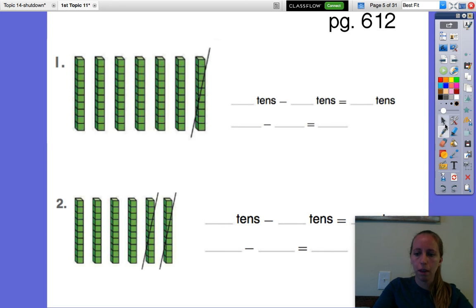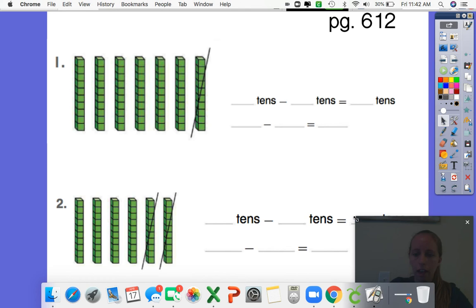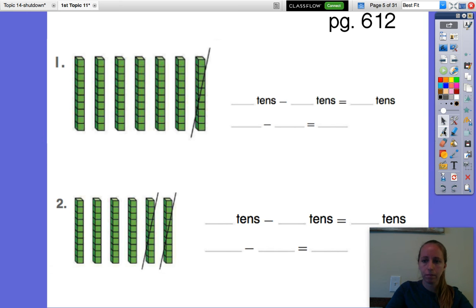All right, let's try a few more together. You can turn to page 612 and solve this with me. Okay, this is the independent practice problems. The first one says blank tens minus blank tens equals blank tens. Let's try to figure this out. Let's look at our picture. How many tens did we start with? 1, 2, 3, 4, 5, 6, 7. I started with 7 tens. What is 7 tens equal to? 10, 20, 30, 40, 50, 60, 70. 7 tens is equal to 70.